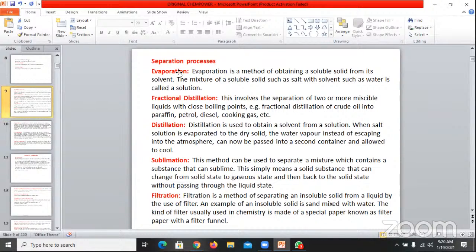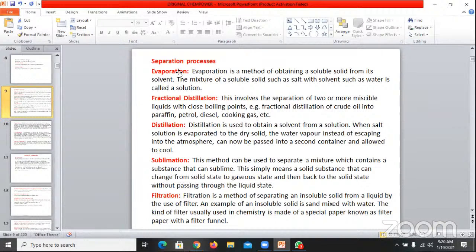So how do you see this in your exam? JAMB or WAEC, they are going to ask you, which of the following methods can be used to separate a mixture of salt and water? And in the options, they are going to give you evaporation, fractional distillation, sublimation, and filtration. So you should be able to know that the answer to pick out is evaporation.